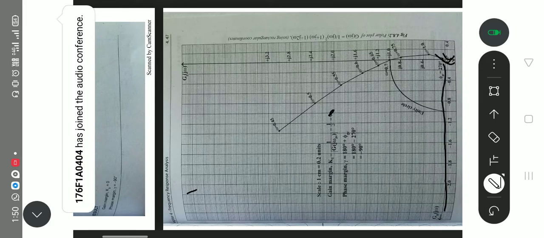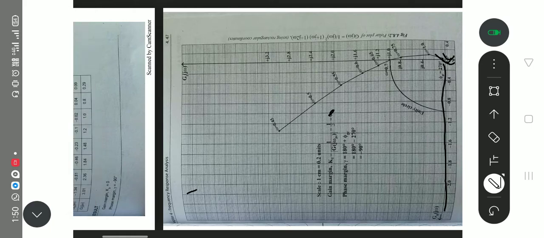So what is the phase margin formula? Phase margin is equal to 180 plus phi gc. So 180 minus 270. Here the phase margin value is 90 degrees. Okay, this is another model problem.